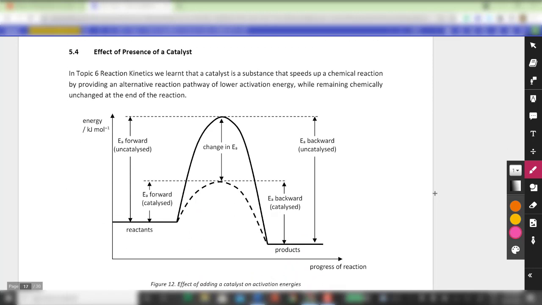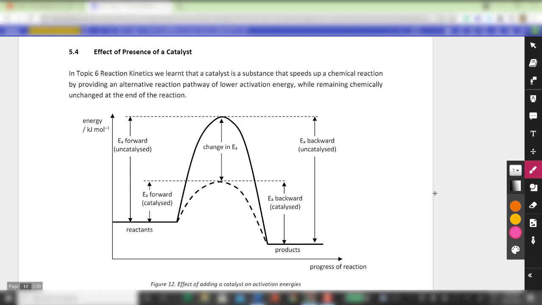Finally, we are at 5.4. Over at 5.4, we're looking at the effects of the presence of a catalyst. I have talked about this a little bit already. The catalyst actually has no effect on the position of equilibrium. It merely allows the equilibrium to be established at a faster rate.